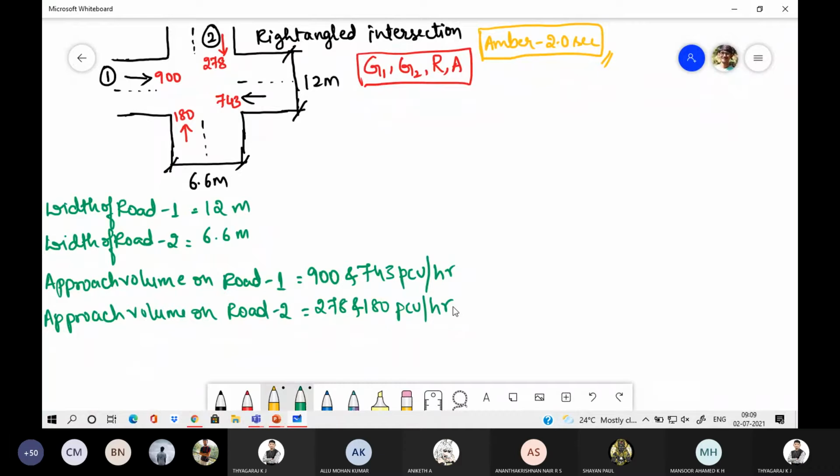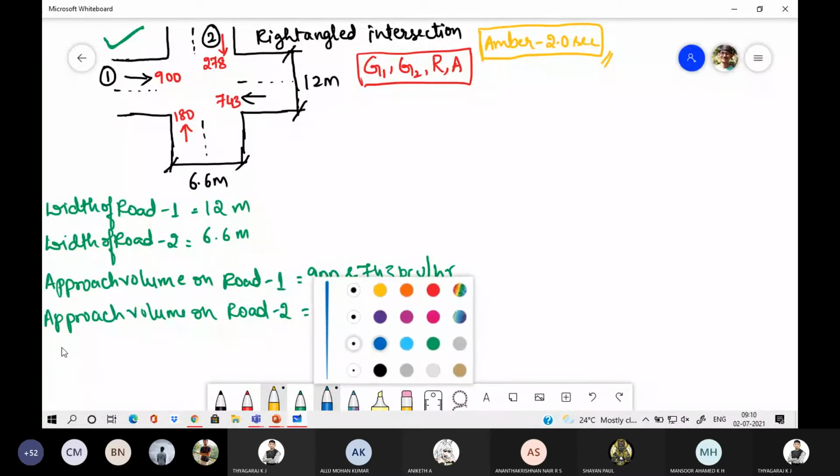So in the exam, if they ask you to design the signal timings by IRC, first write the diagram. If you write the diagram, they will get to know that you have understood the concept. Now assume, okay, make a statement here.